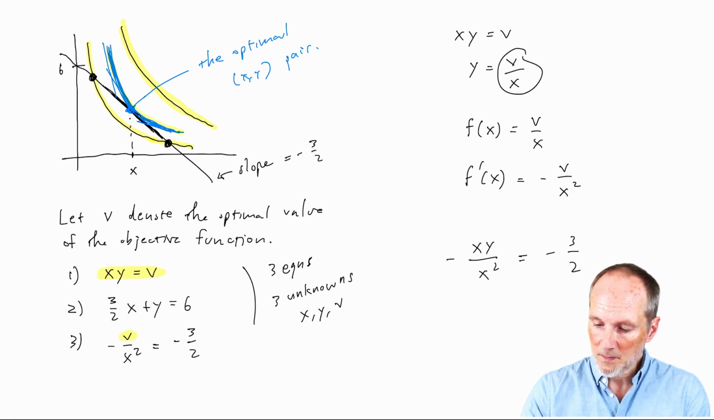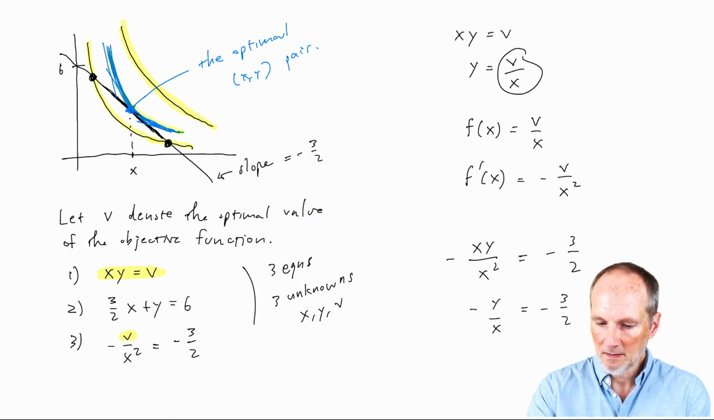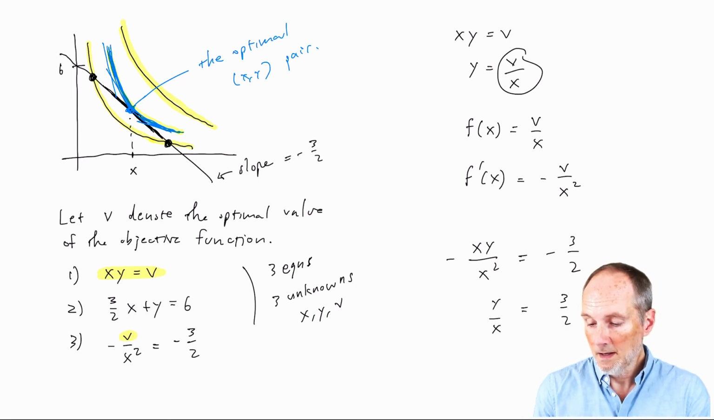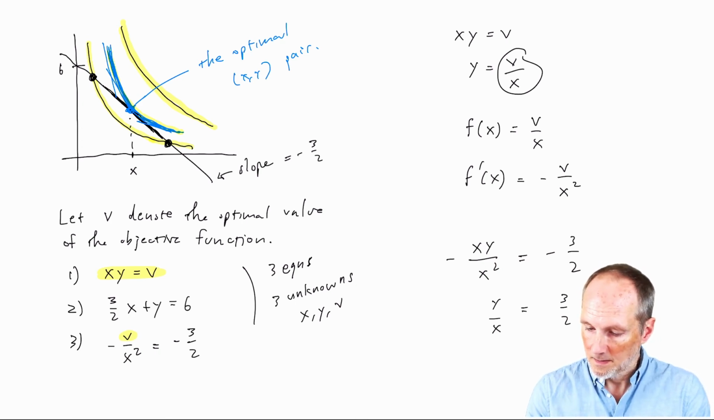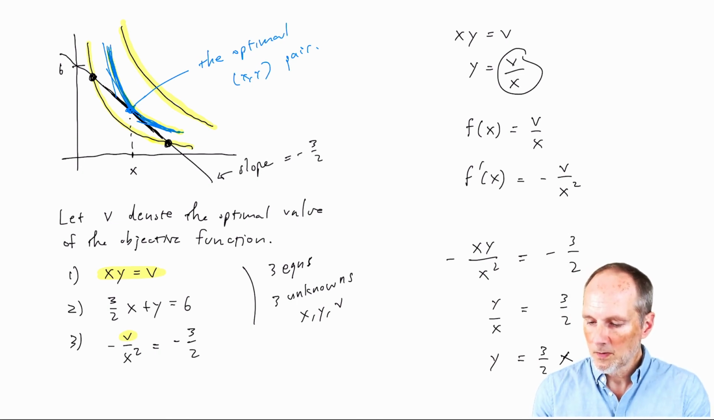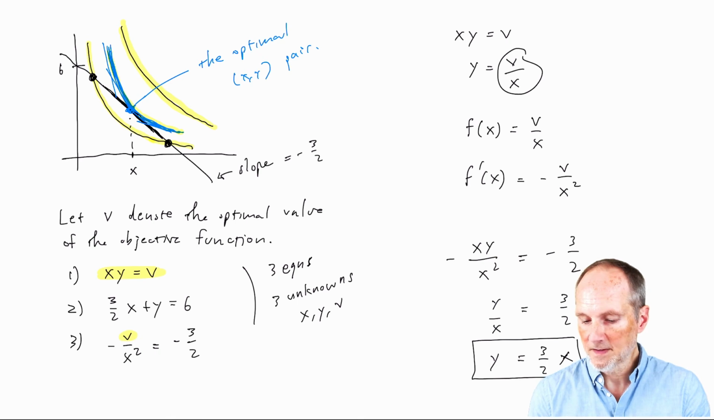And then we can simplify the left-hand side of this. We can cancel x's, so we get negative y over x is equal to negative 3/2. Let's multiply both sides by negative 1 to get rid of the minus signs, and multiply each side by x, and we end up with this relationship. From equations 1 and 3, we know that y is equal to 3/2 times x.